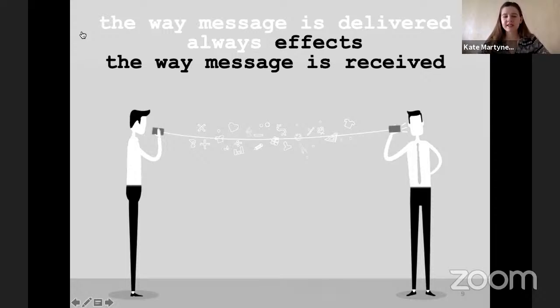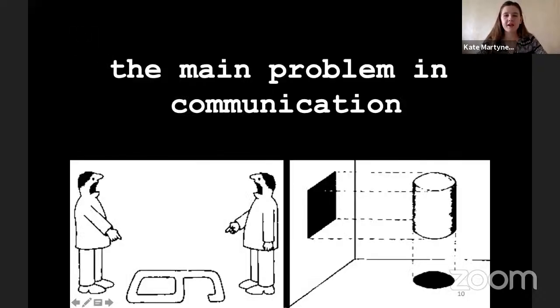Okay, good. Let's move on. The main problem in communication. This is the last part of our first point of effective communication. Let's think about it. What problems do we have in communication? Maybe these pictures help you understand.